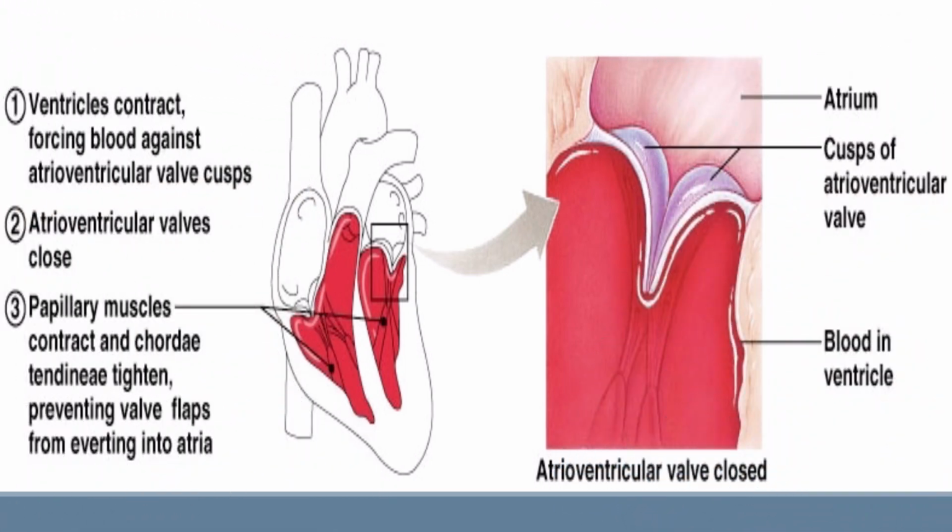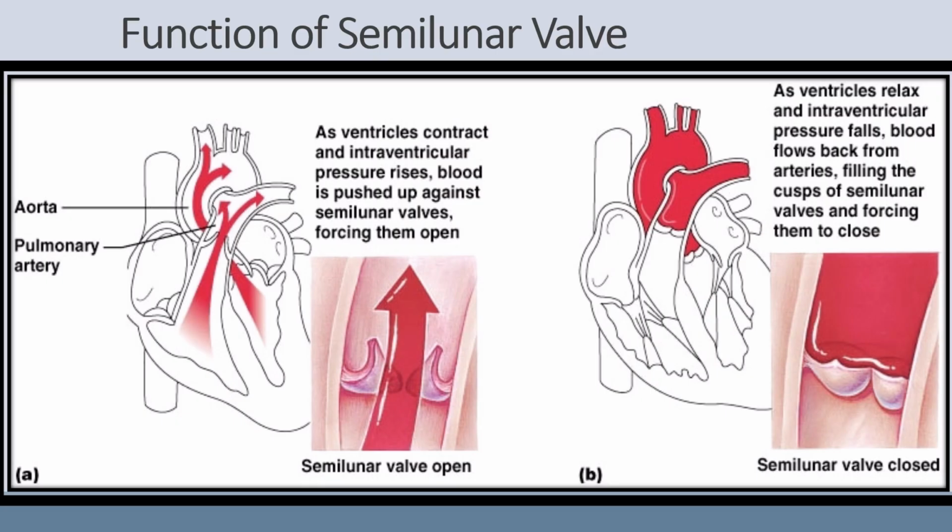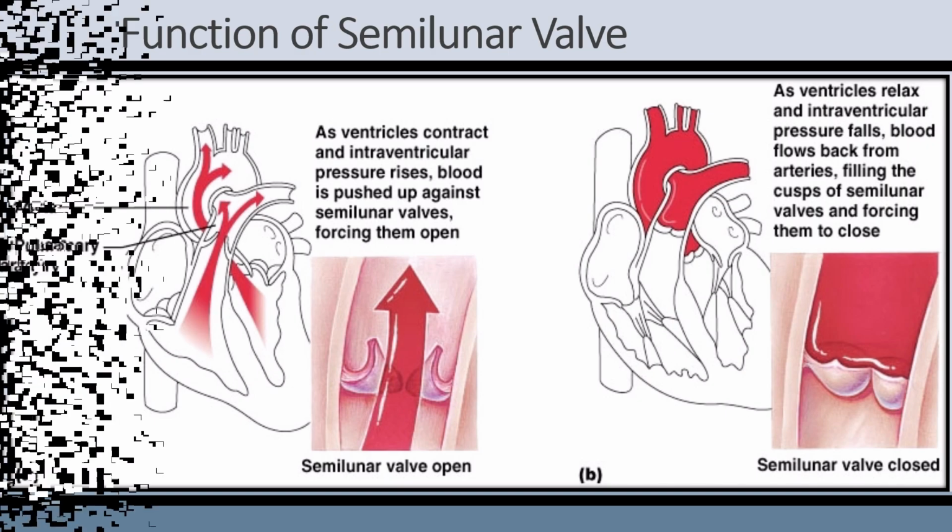Let's understand the function of the semilunar valve. As the ventricles contract and intraventricular pressure rises, the blood pushes up against the semilunar valves, forcing them open. However, when the ventricles relax and intraventricular pressure falls, blood flows back from the arteries, filling the cusps of the semilunar valves and forcing them to close. In this way, opening and closing of semilunar valves occur.